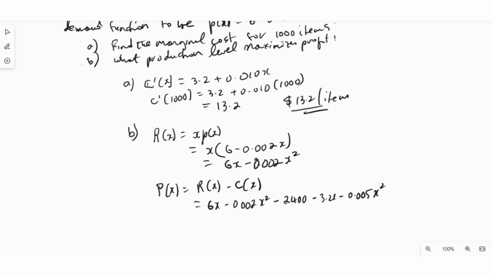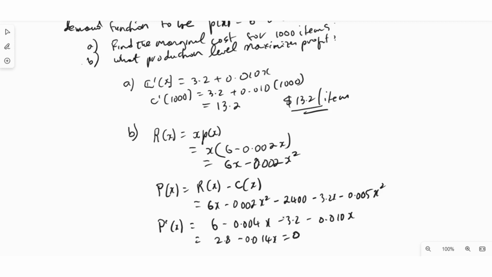I can simply collect like terms here, or I can even differentiate to make it easier, if I don't want to add. The derivative is 6 minus 0.04x minus 3.2 minus 0.01x. I collect like terms here, which will be 2.8 minus 0.014x, and this must be equal to 0.